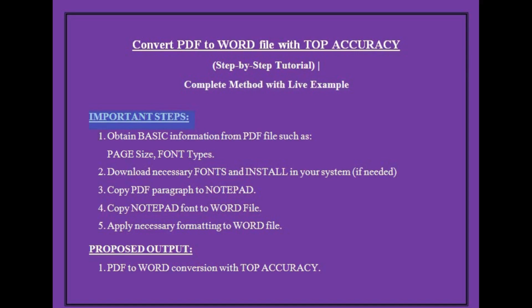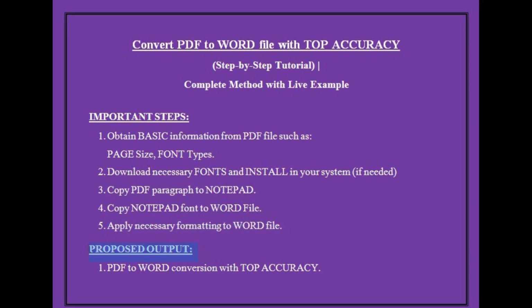First of all, we have to obtain the basic information from the PDF such as page size and font types which are used in the PDF. Then we have to download these fonts and install them on your system, and then we have to copy the PDF paragraph to the notepad. Those converted lines will be used in the Word file, and after that we will do the necessary formatting.